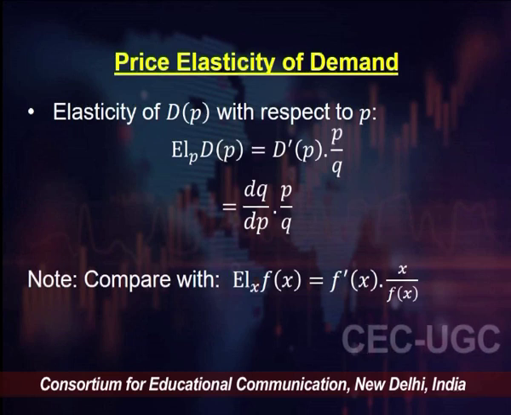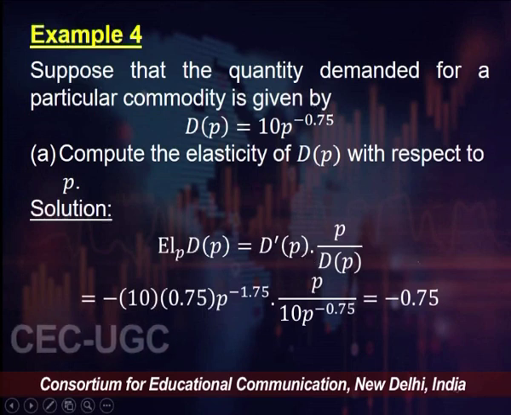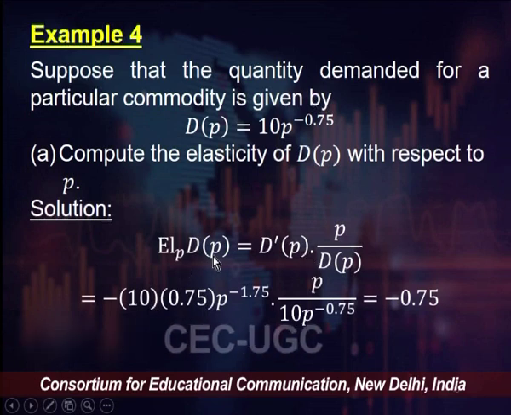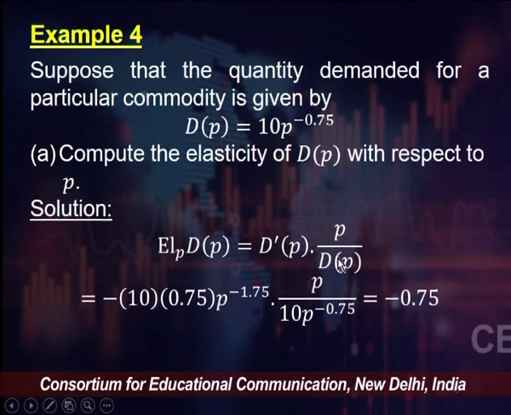So there is an exact comparison here that we get with the generic definition that we set up in the beginning of the video. Now let us go through an example to understand how the price elasticity of demand is calculated. So here we have the quantity demanded for a particular commodity, which is given by d of p equal to 10 times p to the power minus 0.75. The question asks you to compute the elasticity of demand with respect to price, and we'll just use our standard definition. So the elasticity of demand with respect to price is d prime of p times p divided by d of p.